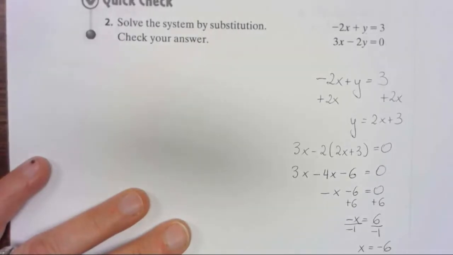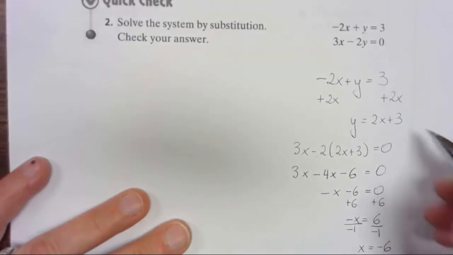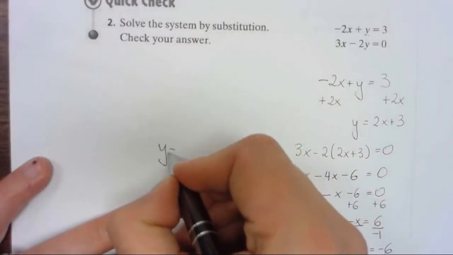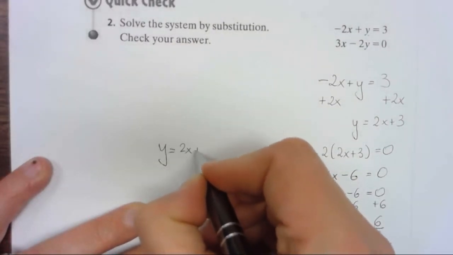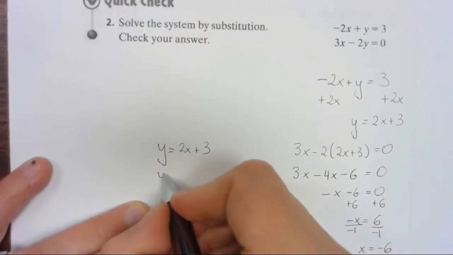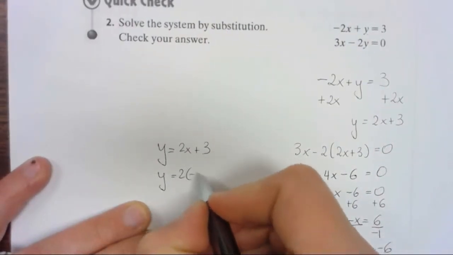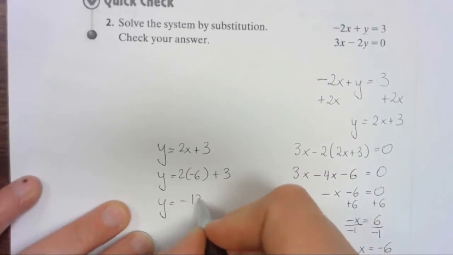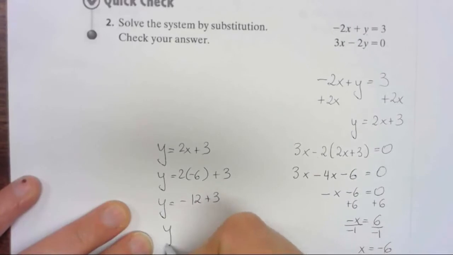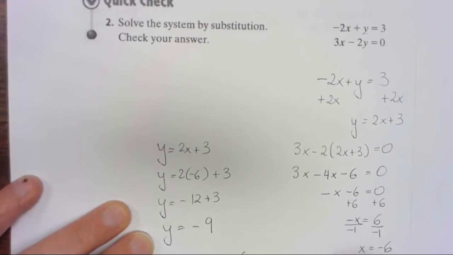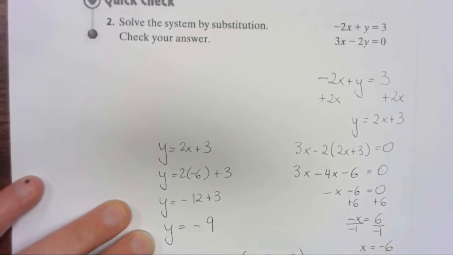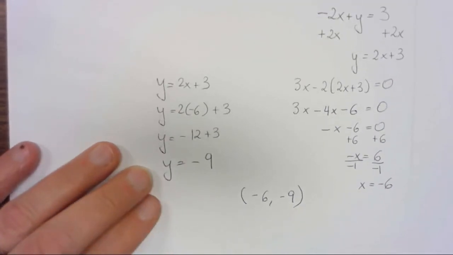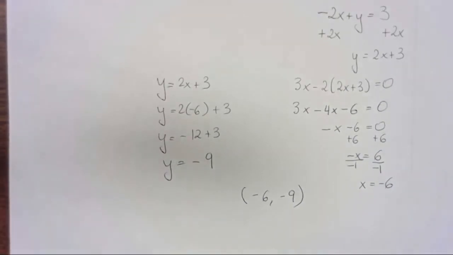Okay, so what's y? I'm going back right here. I'm going to rewrite it. So if x is negative 6, then I have y equals negative 12 plus 3, which means that my y is negative 9. My final answer, negative 6, negative 9. How'd it go? Hopefully it went well.